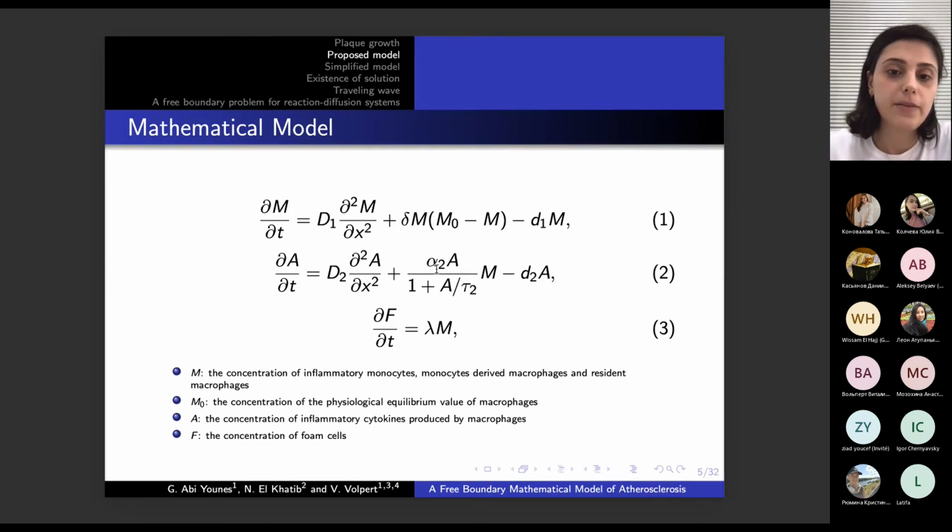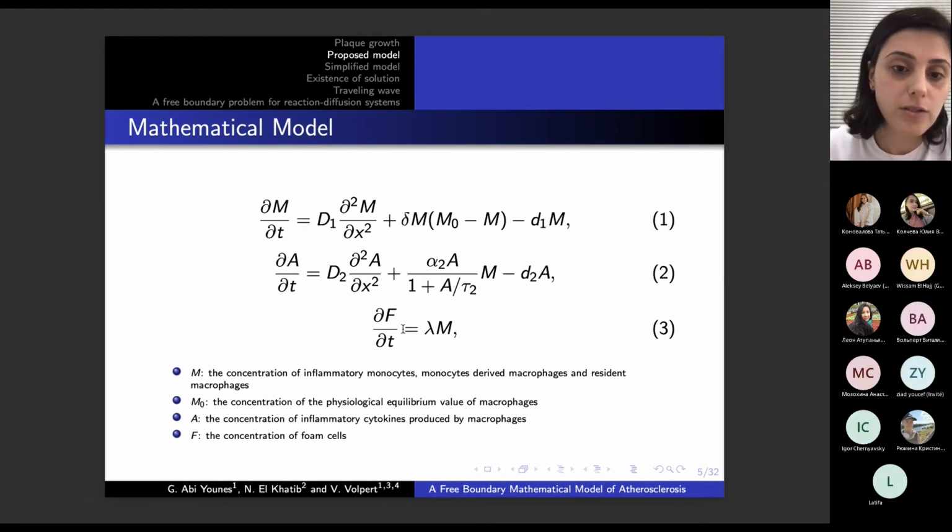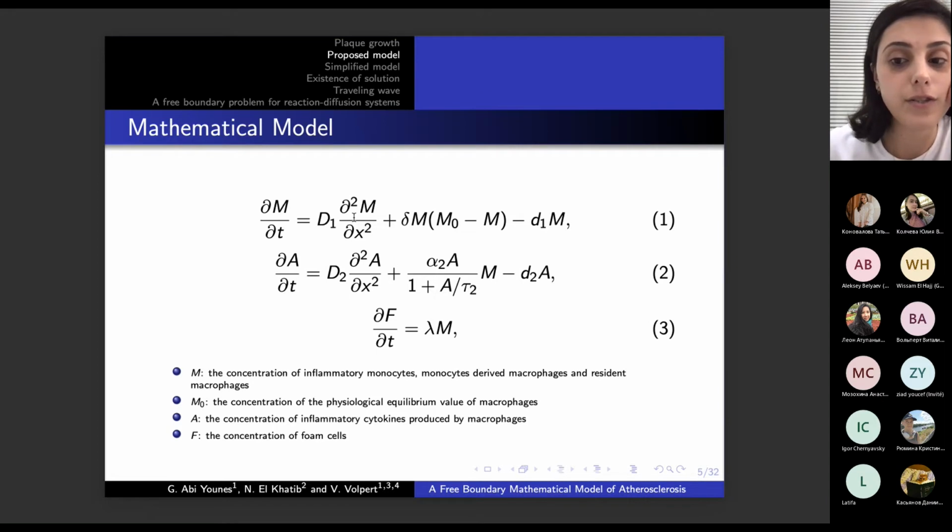So we propose this mathematical model. Here we have three equations. The first two equations are partial differential equations of reaction diffusion type. In these equations, we model the evolution in time of the concentration of M that refers to the macrophages, A that refers to the concentration of cytokines, and F that denotes the concentration of foam cells. In the first two equations, the first right-hand side terms are for the diffusion of macrophages and cytokines, respectively.